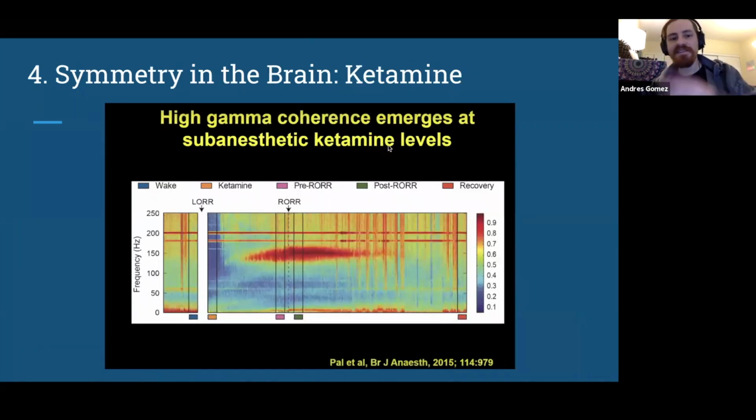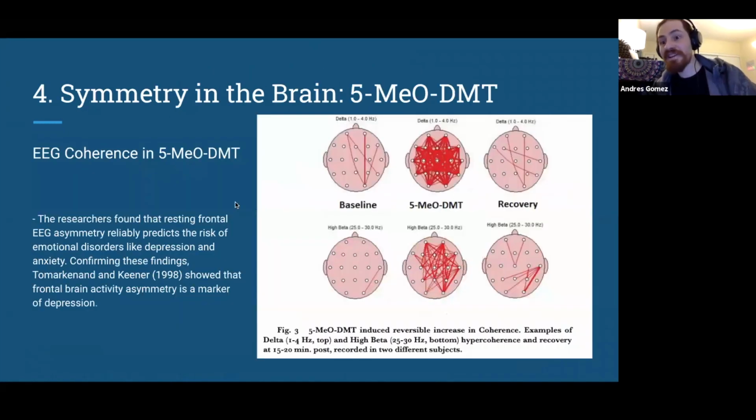Even ketamine shows high levels of gamma coherence. 5-MeO-DMT, the only EEG data set I'm aware of, shows coherence across the spectrum, not only gamma coherence, but also beta coherence and especially delta coherence. Again, why on earth? The symmetry theory of valence would say, yes, this is expected. Other theories might struggle a bit.